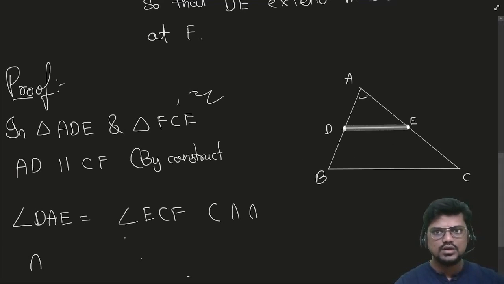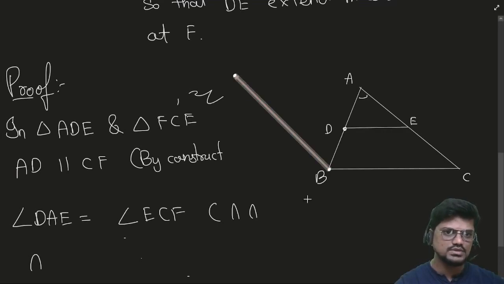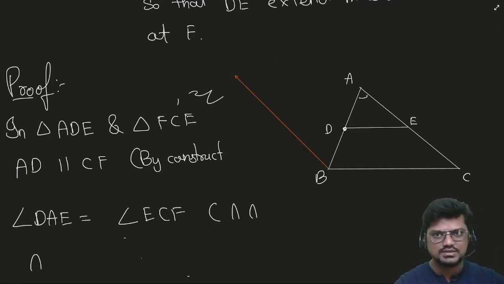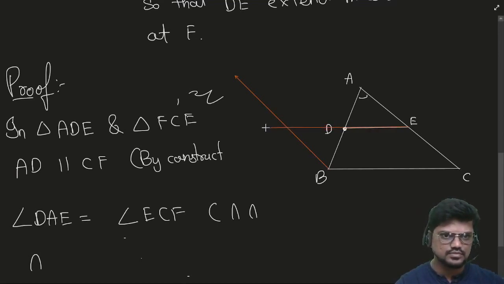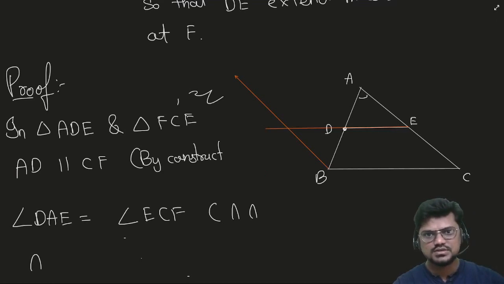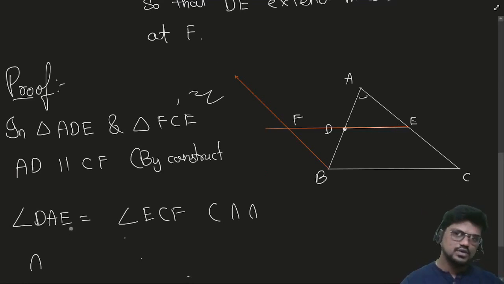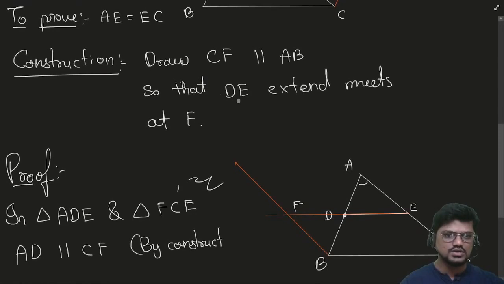Okay. Now, I will draw a line which is parallel to AC. I'm drawing a line parallel to AC and extending this. We'll say that this is F. So whatever we have written, draw CF, instead of CF I'll write draw BF, BF parallel to AC, so that DE extends and meets at F. That is fine.